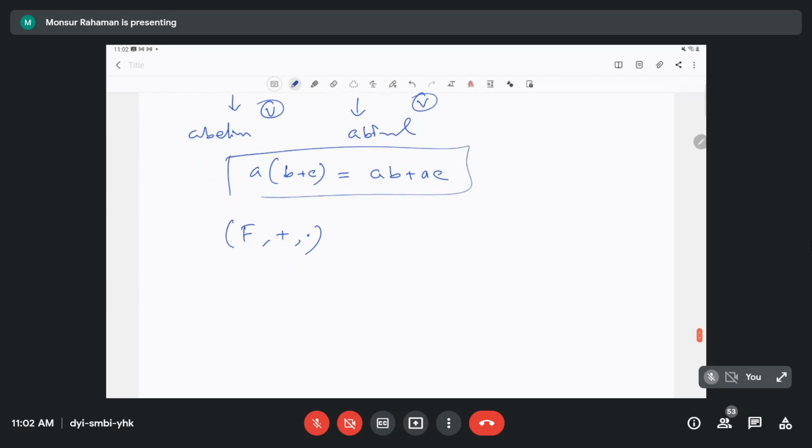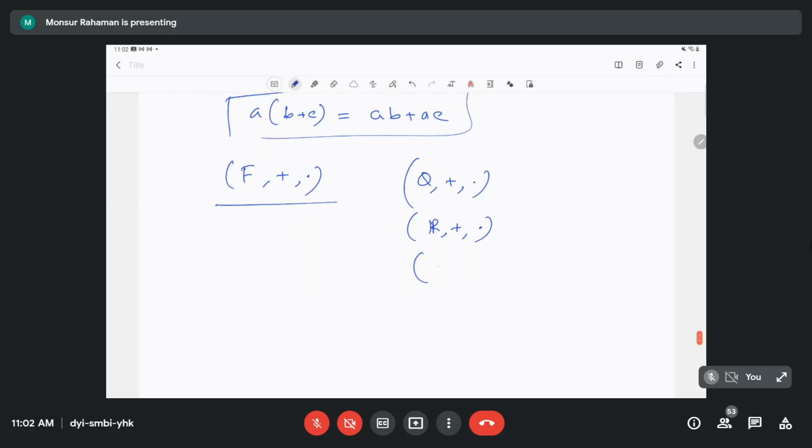Okay. The well-known fields are Q plus dot, R plus dot, or you can say the complex numbers are also a field. Okay, these are the fields.